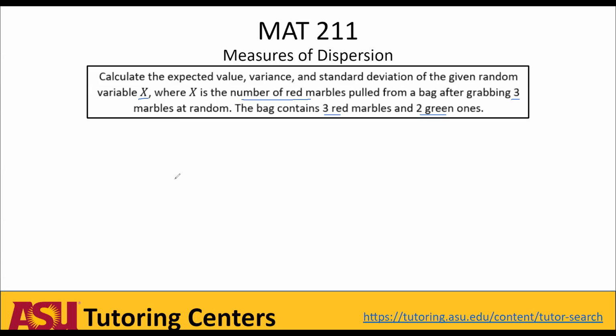Now, let's first consider how many different ways we can choose 3 marbles out of our bag. There are 5 total marbles in the bag, 3 red marbles and 2 green marbles. And we're choosing 3 of these at random. So we know that there are 5 choose 3 ways that marbles can be pulled.